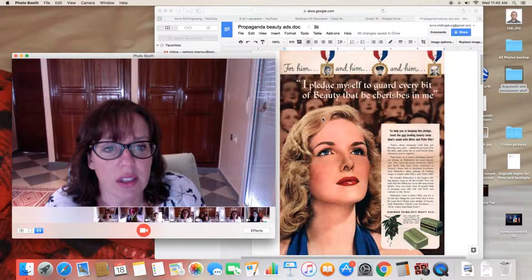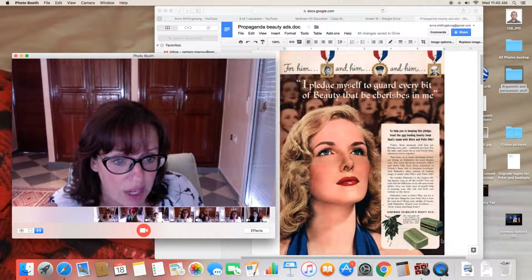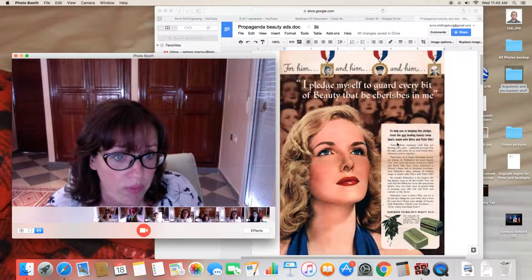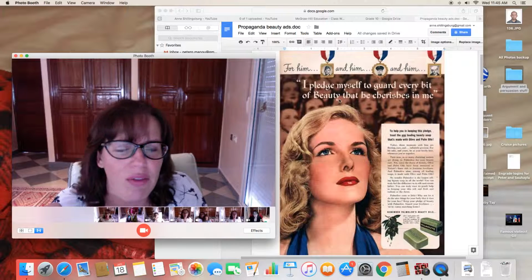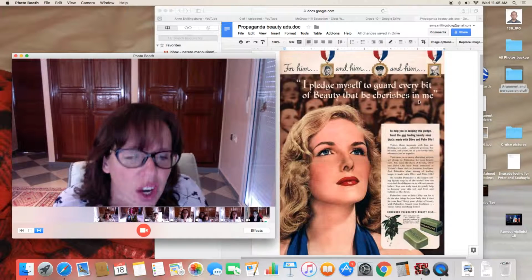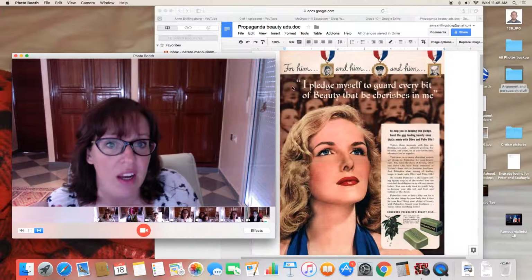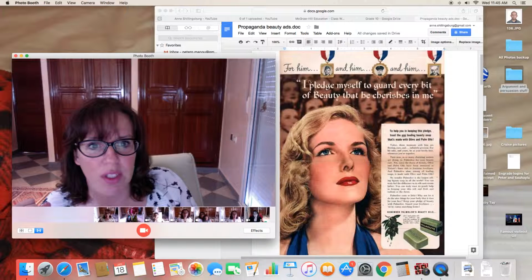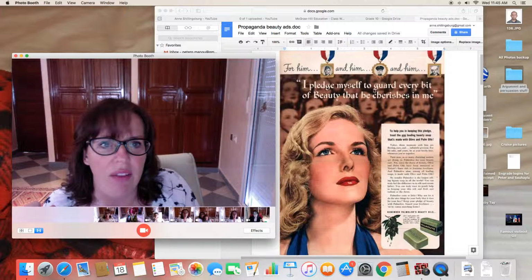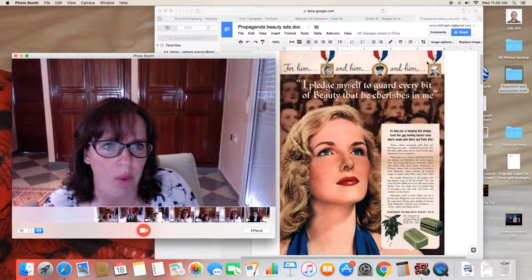Okay, so let's start with the techniques that are used here. This is an advertisement for Palmolive soap. And it says, "I pledge myself to guard every bit of beauty that he cherishes in me." So this slogan right here we can identify as glittering generalities, okay? Because we have words like pledge, and we have guard, which we can see here.